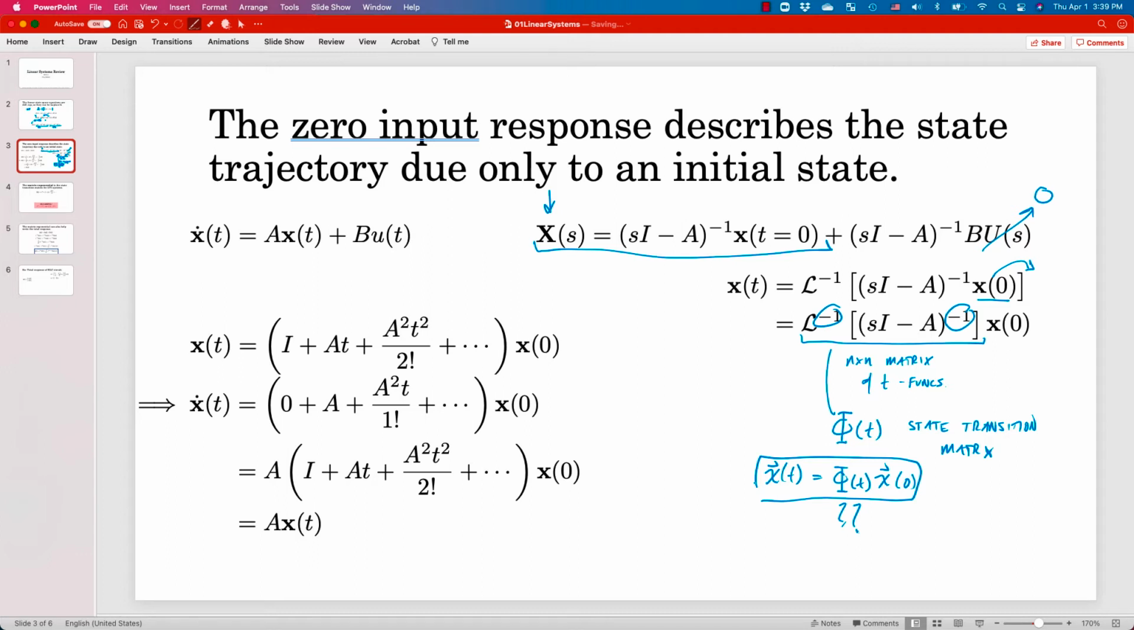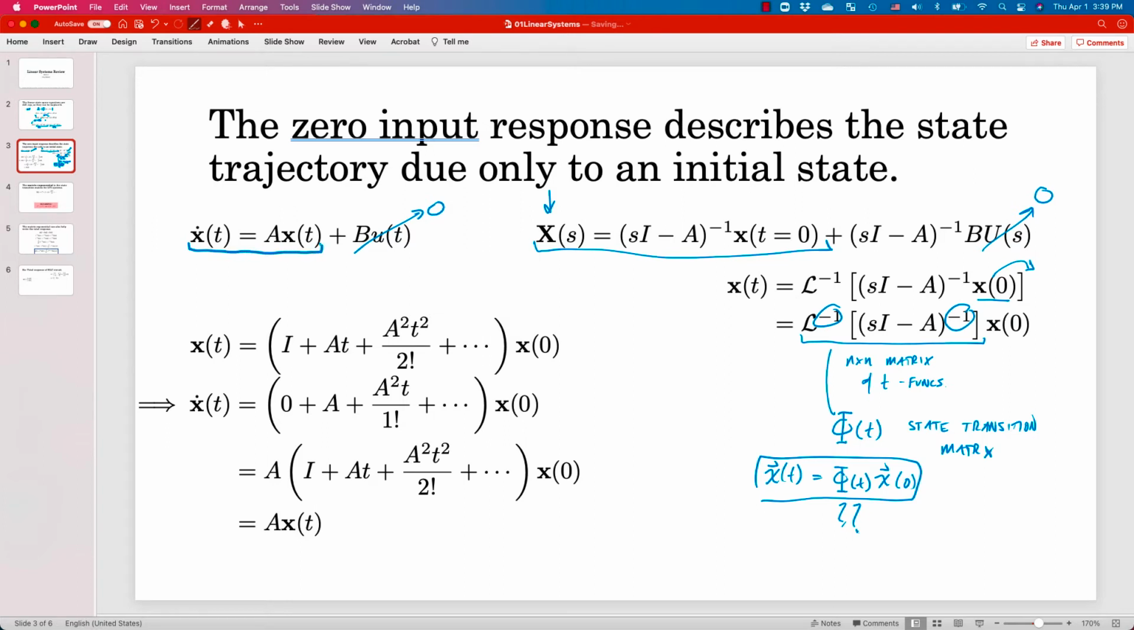So to do that, I want to actually rewind a bit and go back to the time domain. Again, we're going to do zero input, which means that the forcing function is going to be set to 0. And so here we've got what we'll call the homogeneous expression, right?